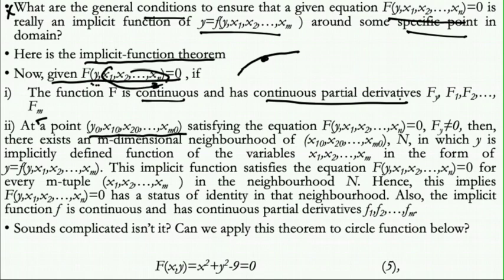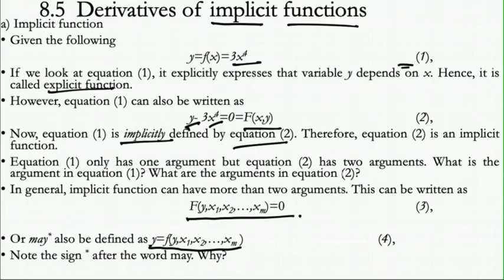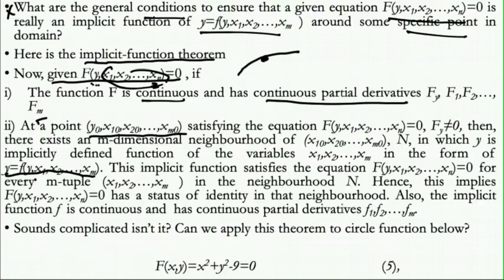independent variables here, okay, and an m-dimensional neighborhood, and that neighborhood is called capital N, okay, in which y is an implicitly defined function of the variables x1, x2 until xm, okay, in the form of what? Sorry, in the form of an implicit function like this, because recall back in the previous slide, this is an implicit function. We can also write it in this form, okay. So that's why you can see y as a function of x1, x2 until xm here, this one, okay.